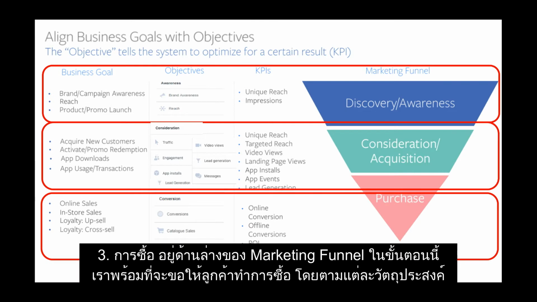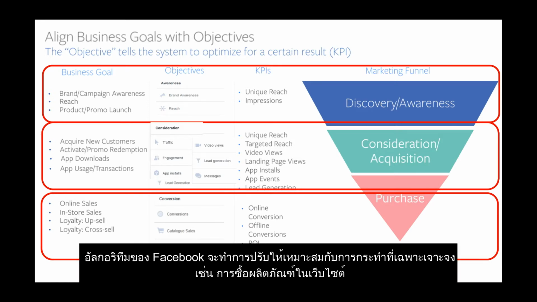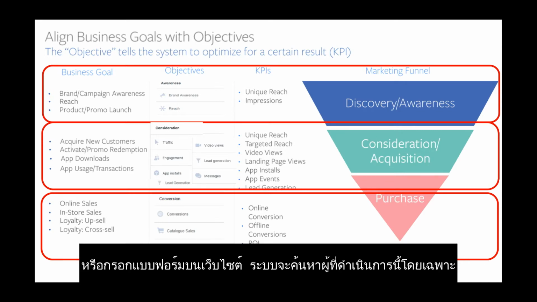And lastly, purchase. In the bottom part of the funnel, we're now ready to ask our customers to make a purchase. With this objective, the Facebook algorithm will optimize towards a specific action, including things such as purchase a product on your website, filling in a form on a website. All right, the system will look for people who will take specific actions.